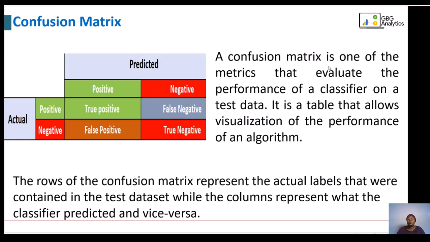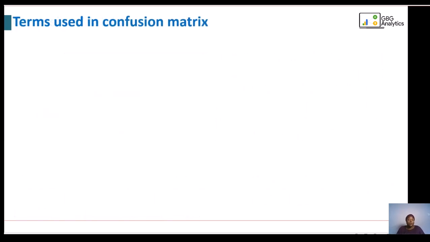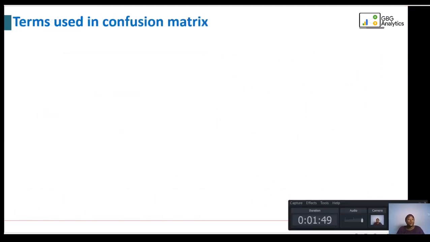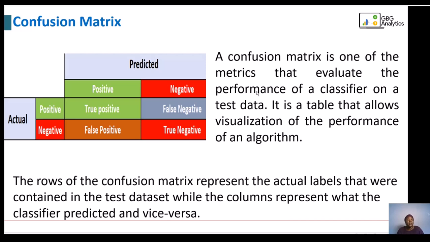So what is a confusion matrix? A confusion matrix is one of the metrics that evaluate the performance of a classifier on test data. It is a table that allows visualization of the performance of an algorithm on different classes.